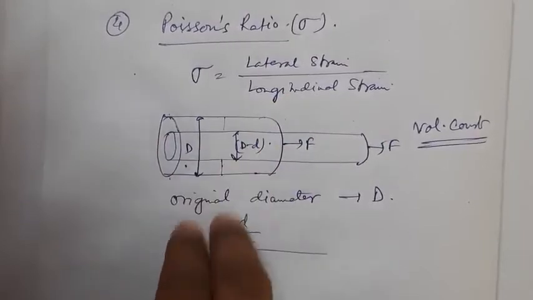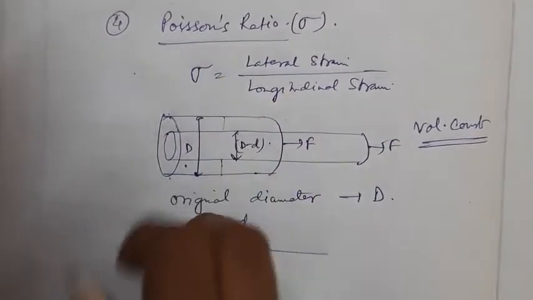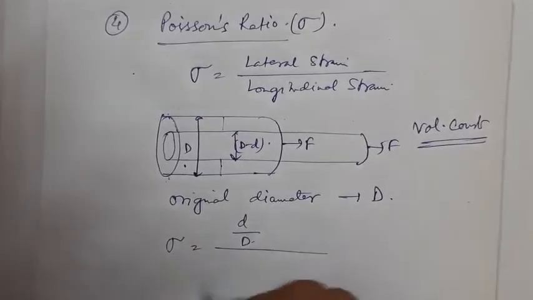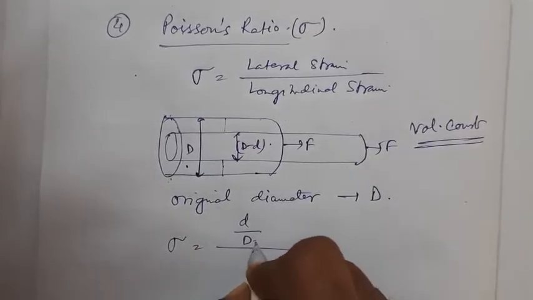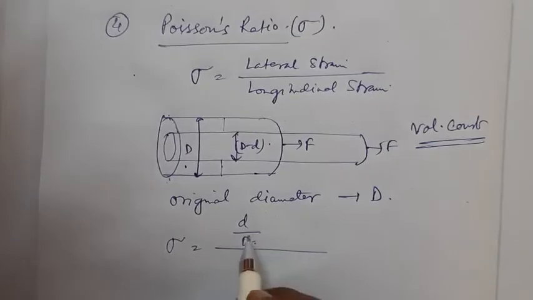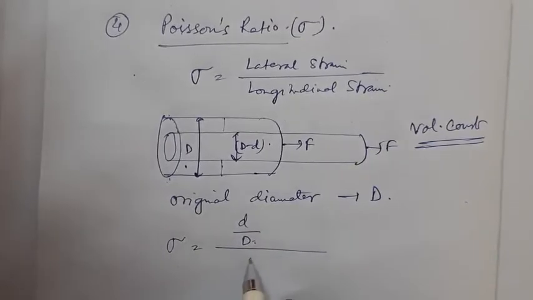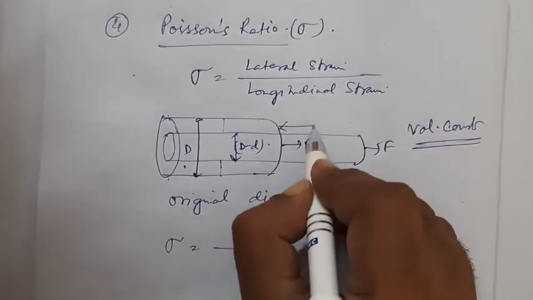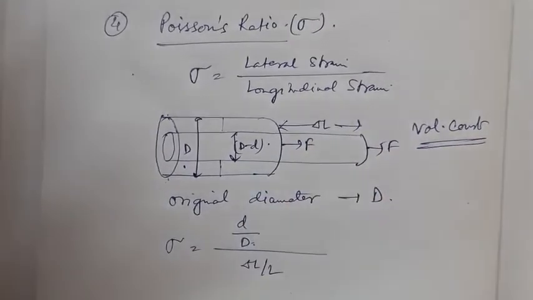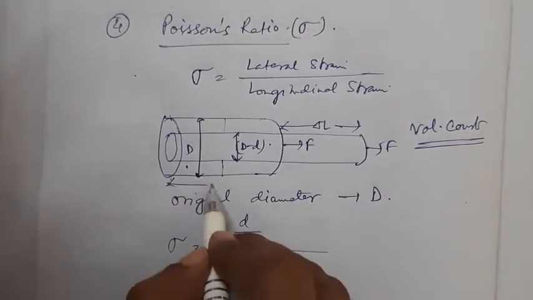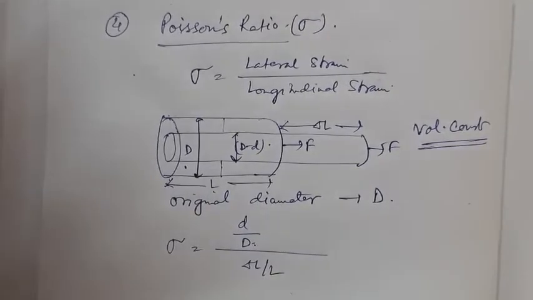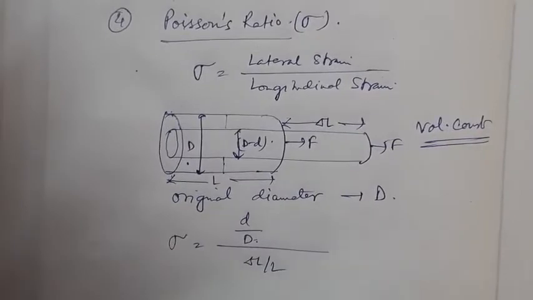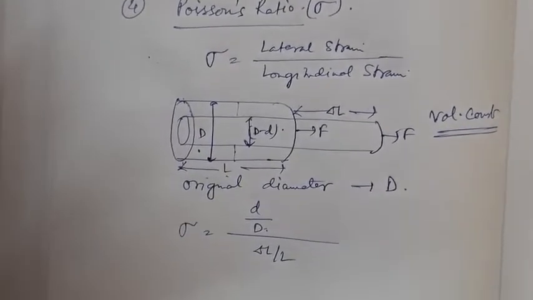So the normal or the 90-degree expansion for this one was small d by d. Small d is the change in length and the original diameter was d. And the longitudinal strain you can write as delta L by L. Now what is delta L? This amount is delta L, the change in length, by the original length L. So delta L by L. So this is the expression for Poisson ratio.